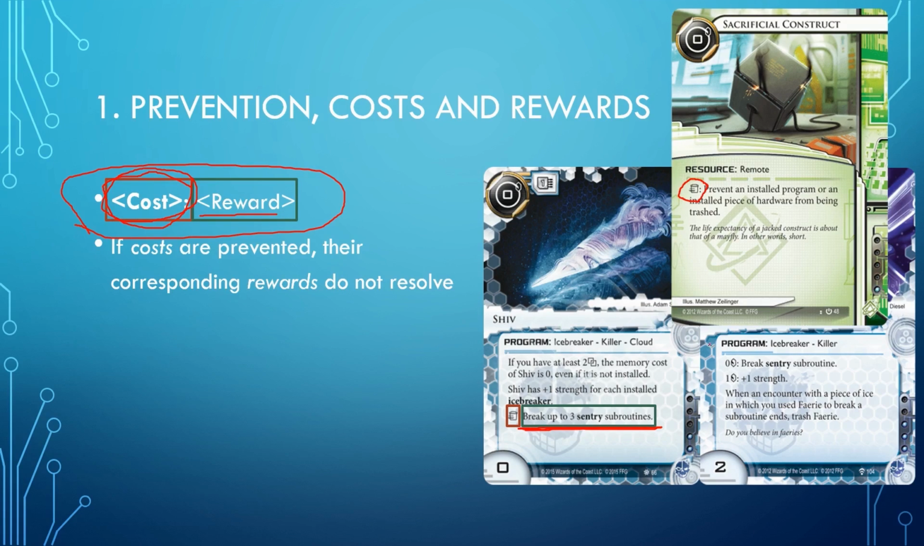Contrast this with another sentry breaker, which is Faerie. Faerie does not have a similar wording. Faerie says when you encounter a piece of ice in which you use Faerie to break a subroutine ends, trash Faerie. This is just a side effect of using Faerie. This is not a cost. Therefore, you can use Sacrificial Construct to prevent Faerie from being trashed and it will still stay on the table even after you use it to break a sentry. So that's a little nuance there.